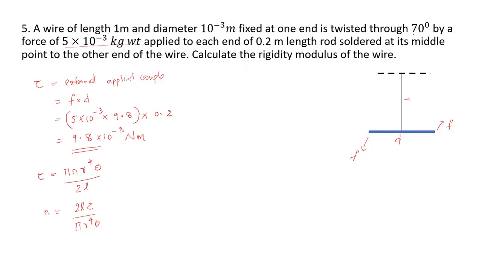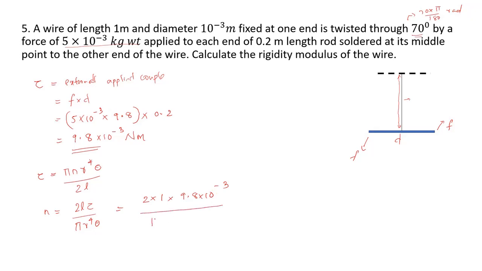Again, here theta is given as 70 degrees. So, we need to convert this 70 degrees into radian, and 70 degrees into radian is nothing but 70 into pi by 180 radian. So, we have enough values. Let's substitute these, 2 into the length of the material which is being twisted, that is the length of the wire, and the length of the wire is given as 1 meter. We have found tau as 9.8 into 10 to the power negative 3.